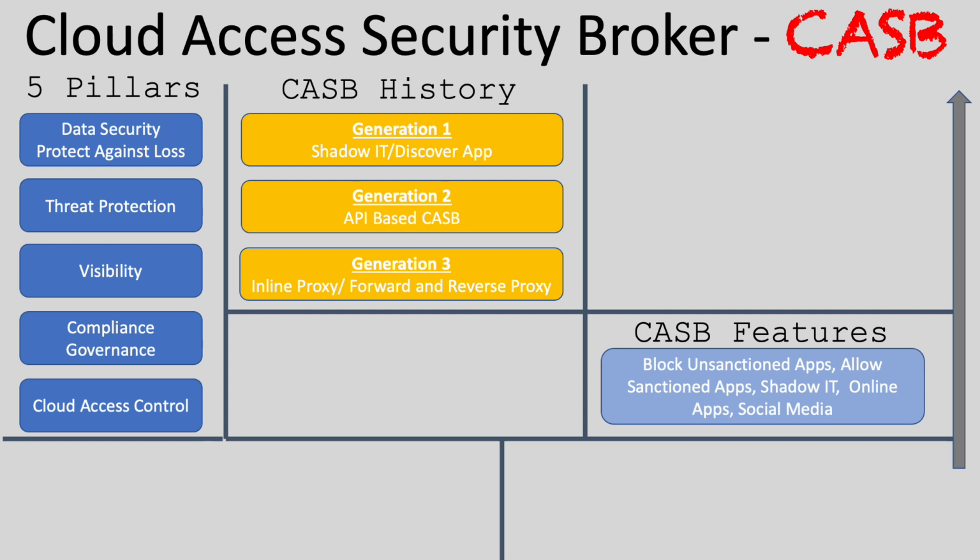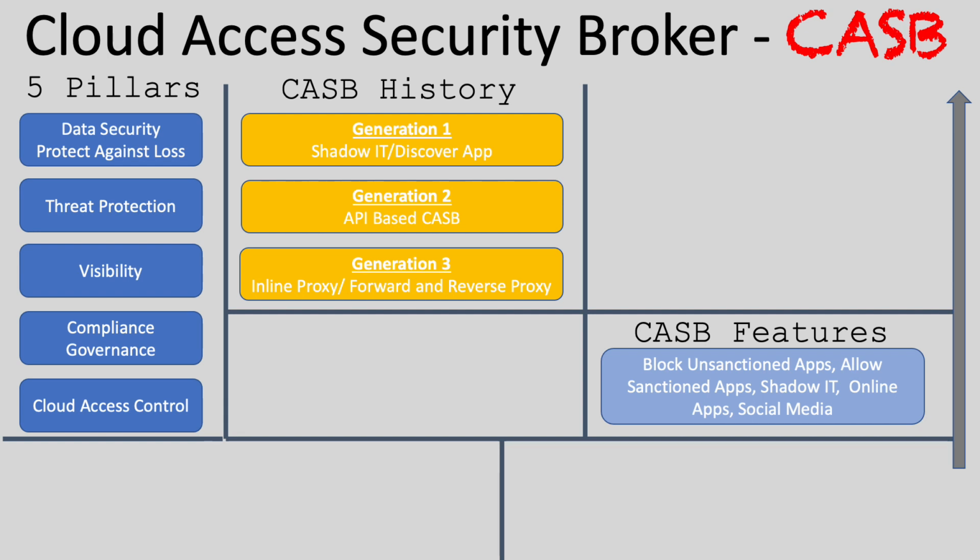If we look at the history of CASB, in the old days what is considered Gen 1 is where we were looking at shadow IT, discovering what individual departments and users were doing when accessing some of these applications. That kind of evolved into Gen 2, which is basically API-based CASB, where we're looking at the API connections and all that kind of good stuff.